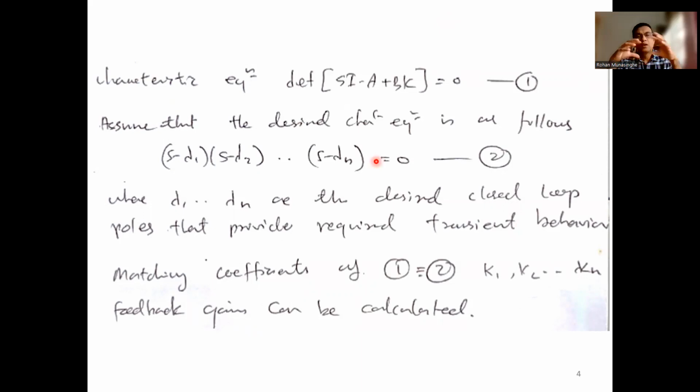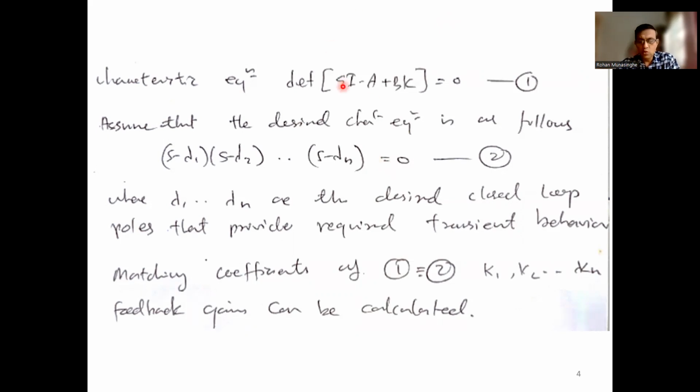Now for any plant, if you want to investigate the behavior, the performance and all that, there's one place you need to look at, and that is nothing but the characteristic equation. If you see the poles in the right places, you are happy.